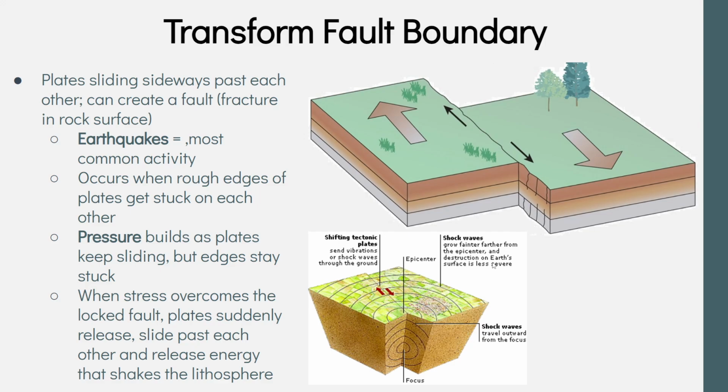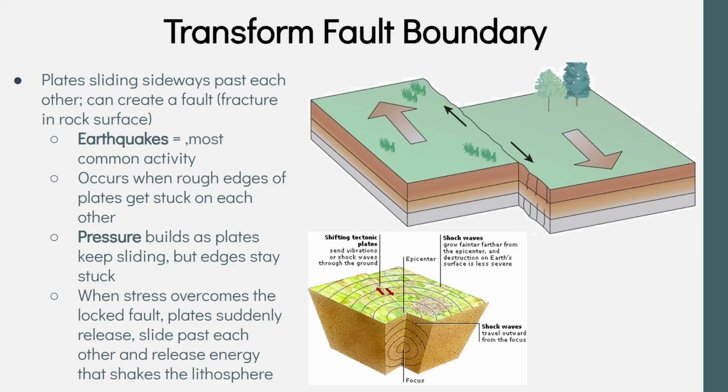At a transform plate boundary, we have two plates sliding past each other in opposite directions, which creates a fault or a fracture in the surface of the lithosphere. Earthquakes occur primarily at transform fault boundaries because the jagged edges of the two plates get caught on each other and they become stuck or locked. The two plates are trying to slide past one another, their edges are rough so they catch, and they essentially become locked. The edges of these plates remain locked together even though the plates themselves are moving in opposite directions.